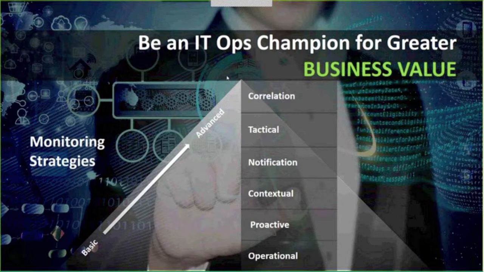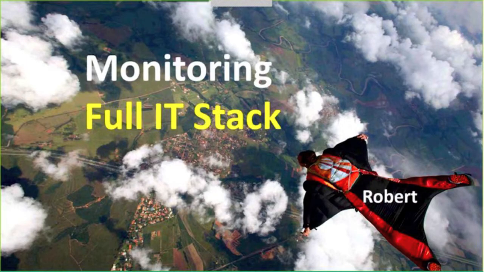So I'm going to just go over these, basically, and then we'll do a live demo of the solution with the application context focus. So just take a quick look at these: operational, proactive, contextual, notification, tactical, and correlation. And we've mapped these to the personas that were provided to us by Gartner's APM Magic Quadrant. So we have this first. You can imagine maybe that you're one of these personas.